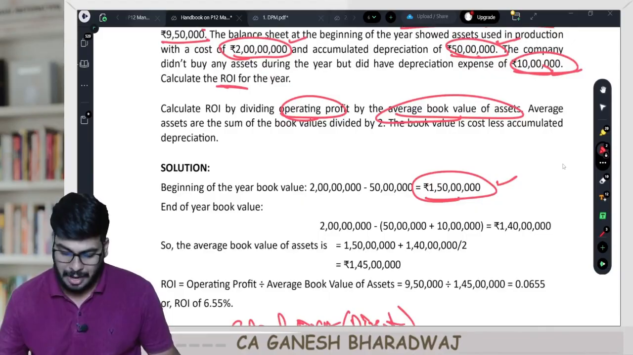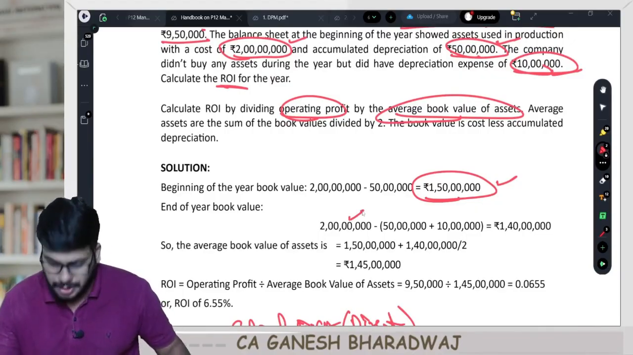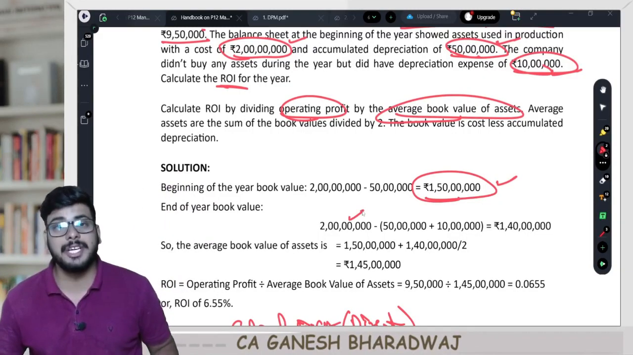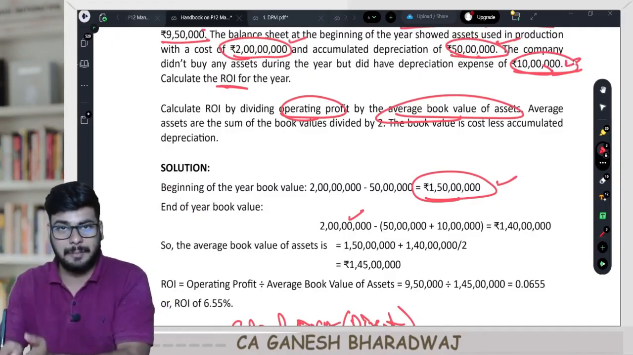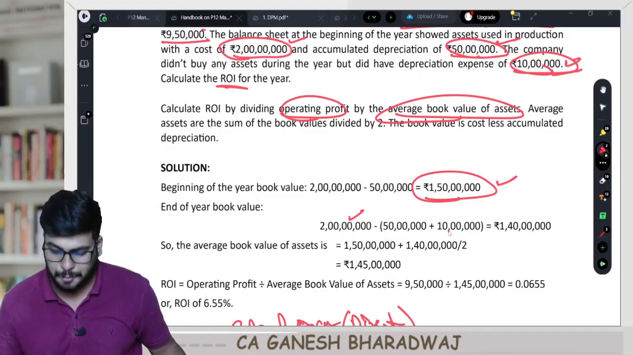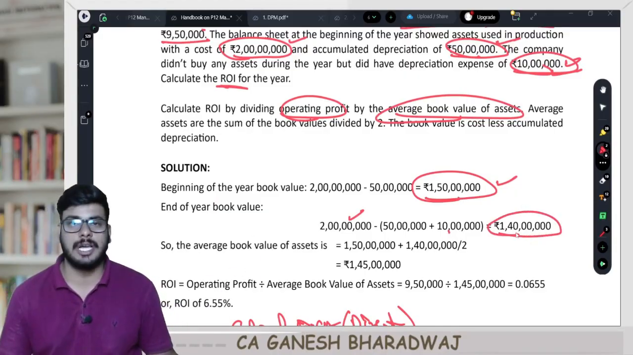So now what would have happened at the end of the year? Cost remains to be 2 crores, but depreciation would have been how much? 50 lakh plus this 10 lakh. That 10 lakh is the depreciation charge for the year. So 60 lakh should be reduced now. 2 crores minus 60 lakh. How much is this? 1.4 crores. Are you clear with this?